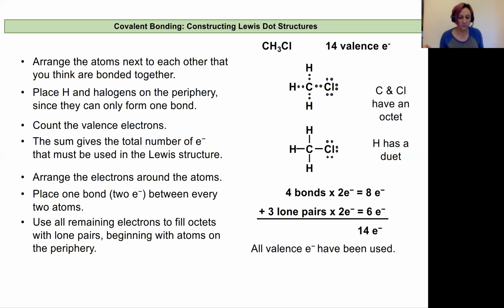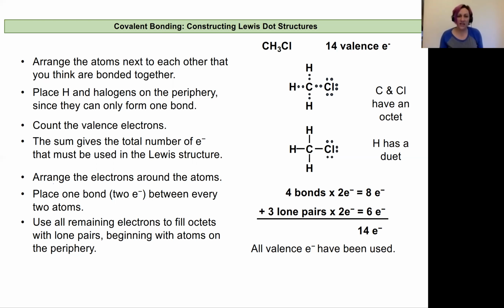So in this strategy, you look at the atoms that you have and count up the total number of valence electrons for each of those elements. So for CH3Cl, we would have 14 valence electrons. 4 are coming from the carbon, 3 are coming from the hydrogen because we have 3 hydrogens, 1 each. And then we have 7 coming from our chlorine for 14.